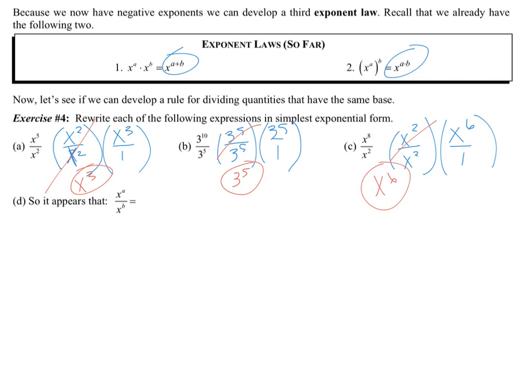So what's happening each time? Well, x to the 5th over x to the 2nd becomes x to the 3rd. And 3 to the 10th over 3 to the 5th becomes 3 to the 5th. And x to the 8th over x squared becomes x to the 6th. So what's happening is you are taking A and subtracting B. You are just doing a subtraction problem every time. You do not need to make a multiplication problem like we did up above in A, B, and C. You can just simply subtract.